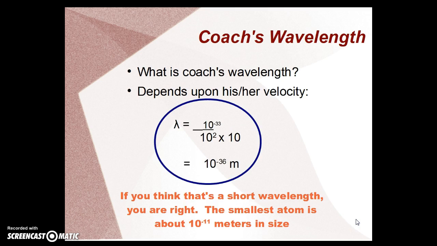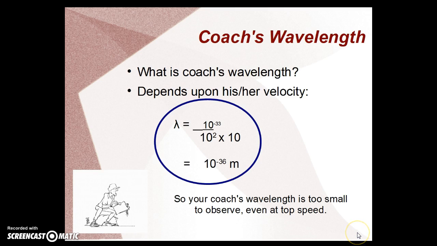Now that sounds very short. You're right, it's very, very short because the smallest atom is about 10 to the negative 11th meters in size. This is an extremely short wavelength. So it's too small to observe even at top speed.